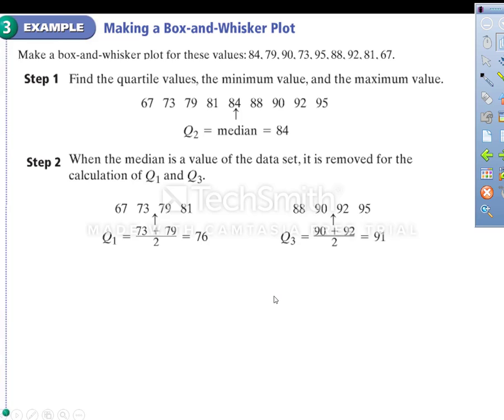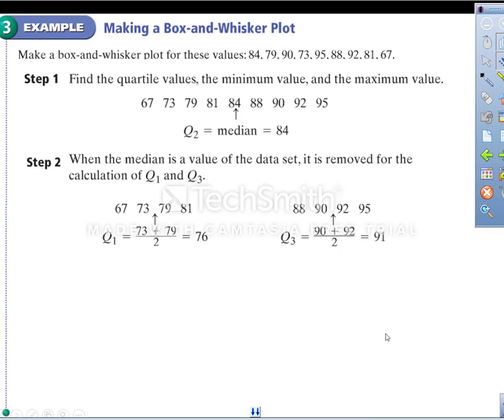And then we're going to go ahead and put those onto a number line. So make sure that you guys create the number line first before you create your little box and whisker. Some people try to create the box and whisker and then put the number line accordingly, and it just doesn't work out.